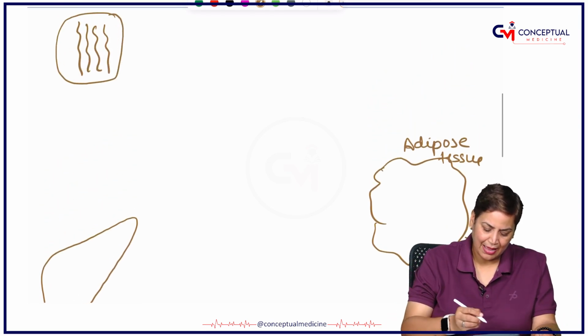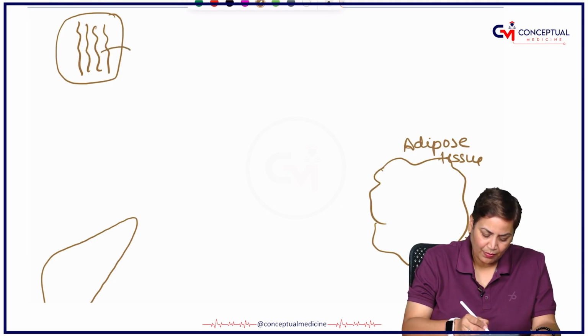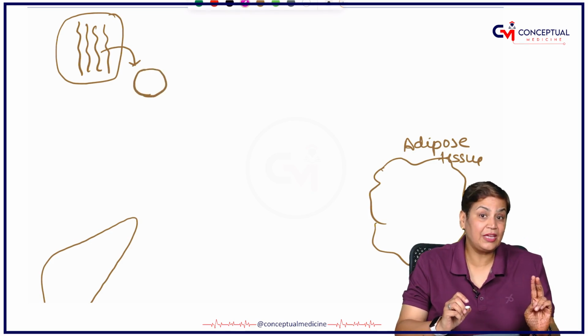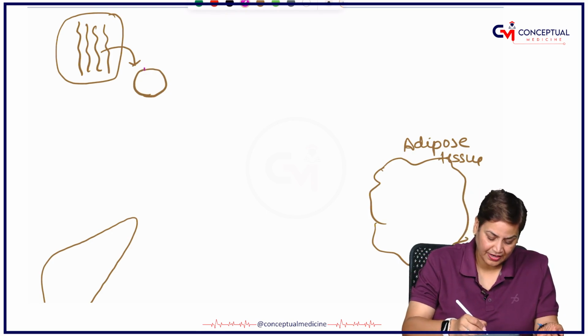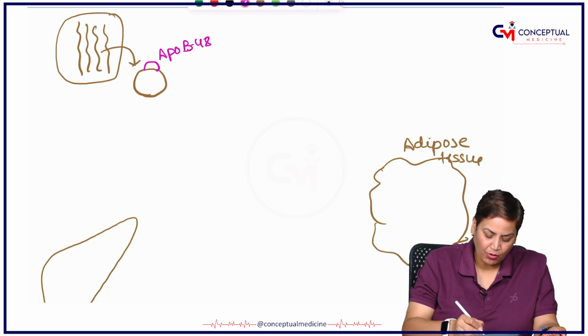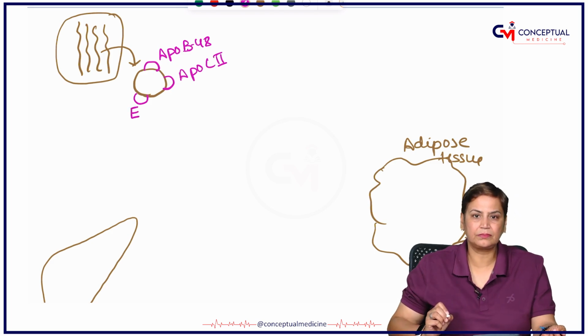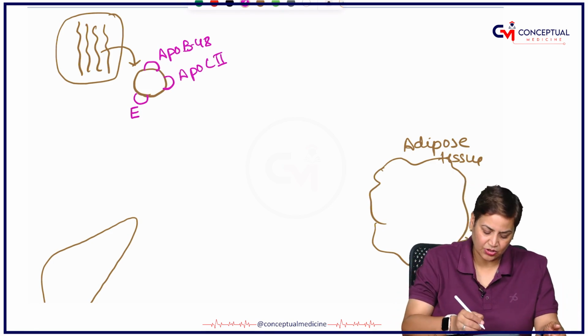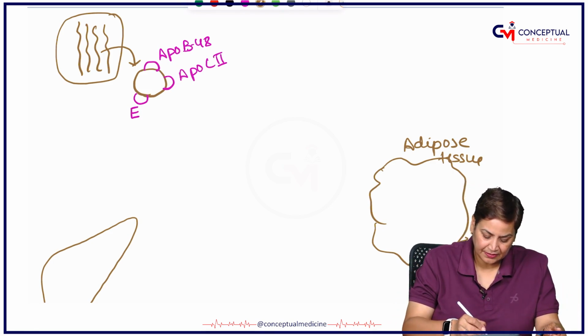Now see what will happen the moment chylomicrons leave. This is a chylomicron and there are three apoproteins associated with this. One is Apo B-48, because I told you it is the specific apoprotein for this. Apo C-II will come and Apo E will come. And this chylomicron will be full of triglycerides, so TGs will be present here.